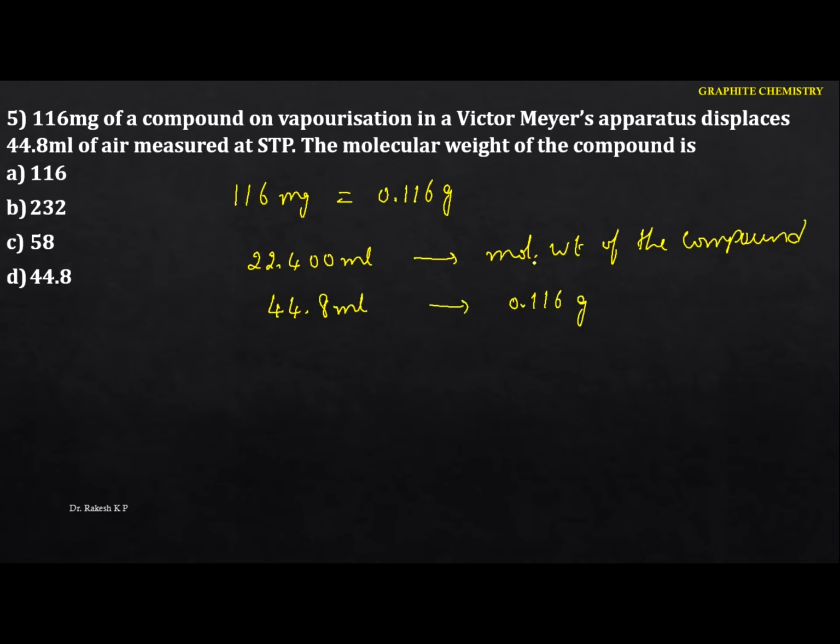We don't know what the molecular weight is here, so if we do the cross multiplication, that is 22,400 into 0.116 gram, divided by 44.8 ml, and here we got 58 grams per mole. Hence in this case the option is C. Okay, see the next question here.